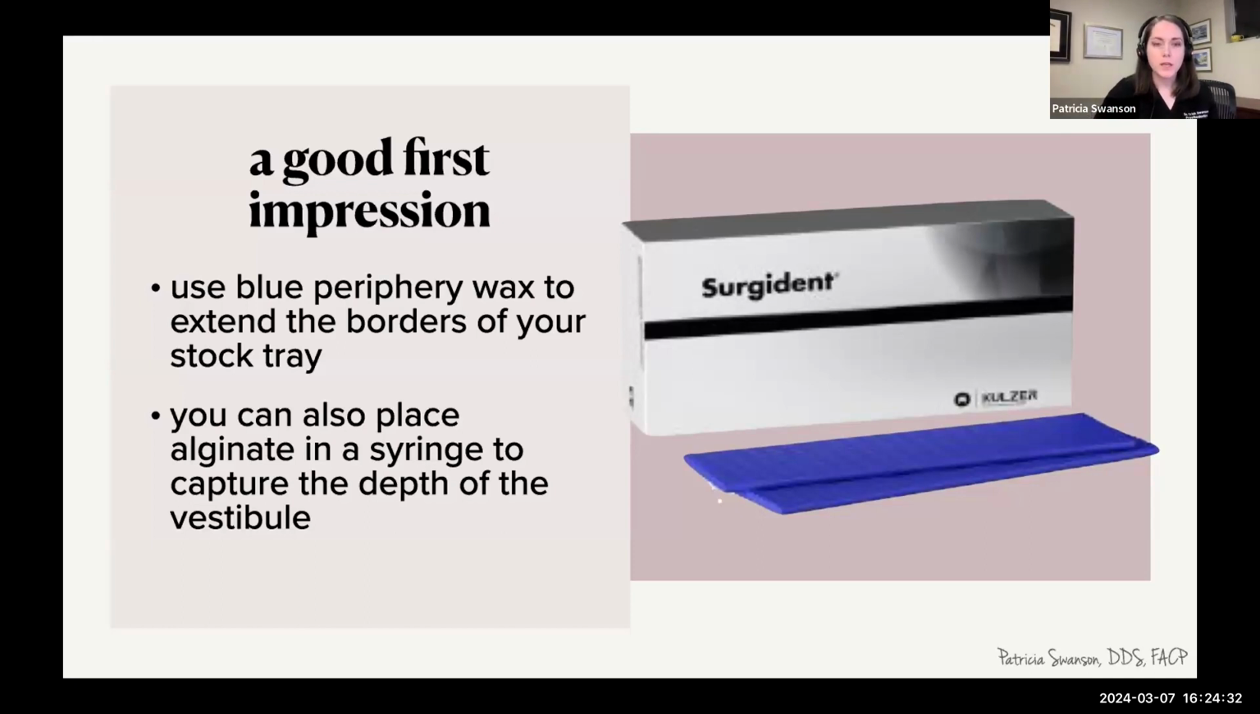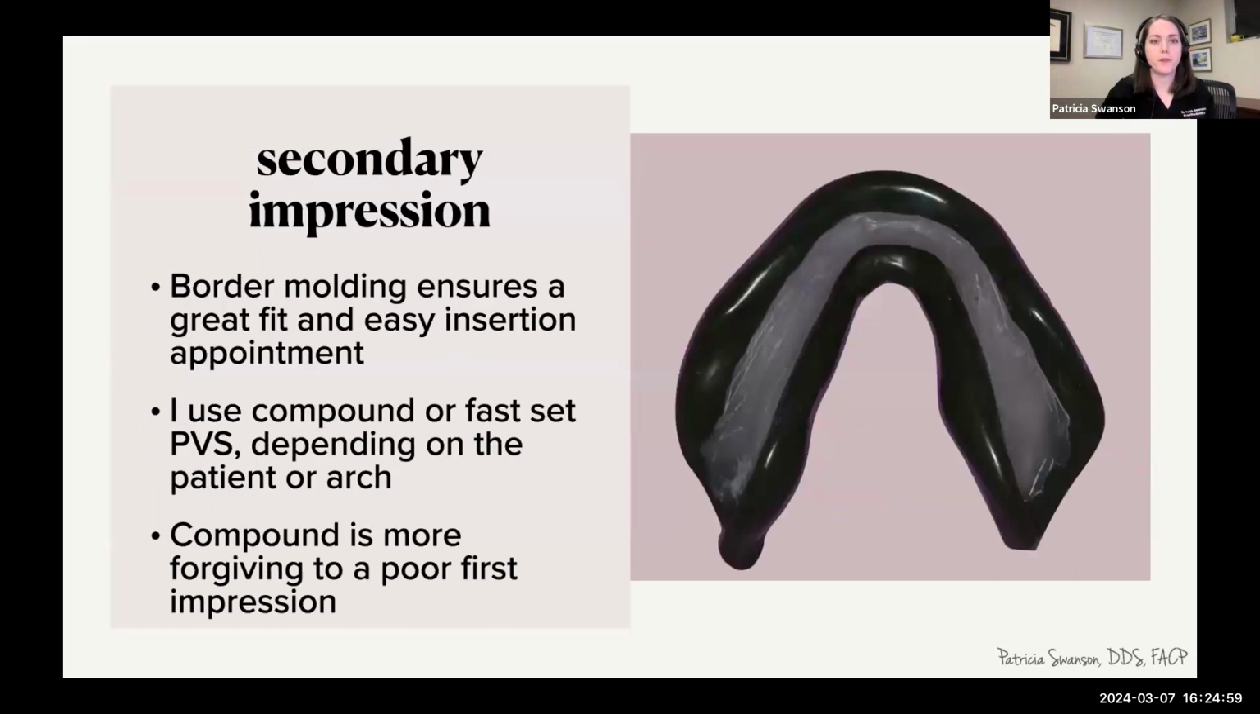The other thing that I sometimes do is I will put alginate in a syringe to capture the depth of the vestibule. So you might have like the AccuDent two-step alginate impression technique, but even if you have just regular stock alginate, you can take a very large syringe, or if you don't have that, if you have a Monoject syringe in your office, you can cut the tip of it, and then you can squirt alginate directly into the depth of the vestibule so you're going to capture all of that area.